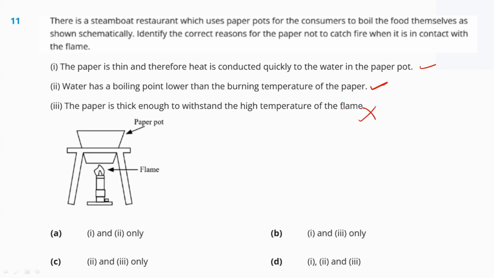No, definitely not. So basically, when the flame heat is provided to the paper containing the water, the paper has a very high temperature to burn down. So whatever heat is passing into the paper is being taken up by the water, it's conducted to the water. And this temperature is not reaching the paper, right? So statements 1 and 2 are correct. Option number A is our right answer for this question.